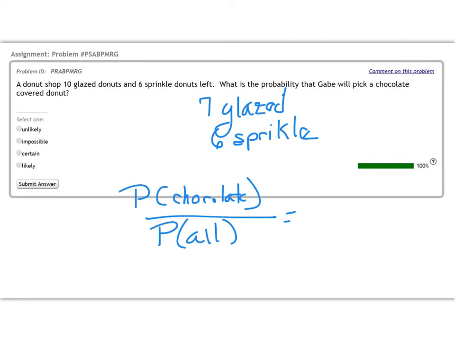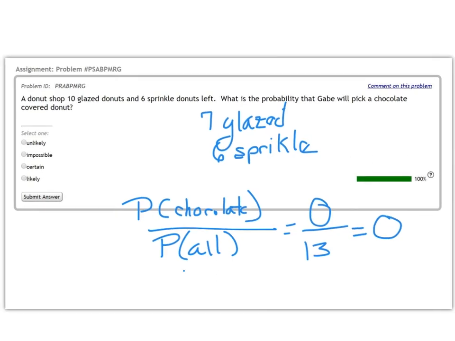All right, in this problem, a donut shop has 10 glazed donuts and 6 sprinkled donuts left. What's the probability that Gabe will pick a chocolate powdered or chocolate covered donut? Well, our choices are either glazed or sprinkled donuts. There is no chocolate. So that means that we have no chance of pulling a chocolate out of 13 different donuts. So the probability is 0. And when the probability is 0, this would be impossible.